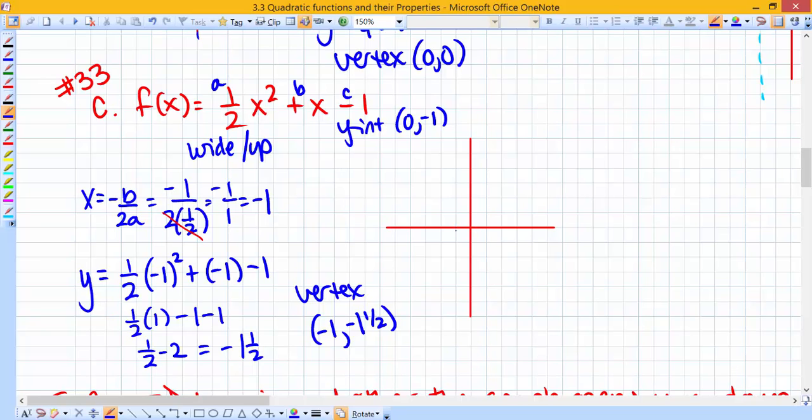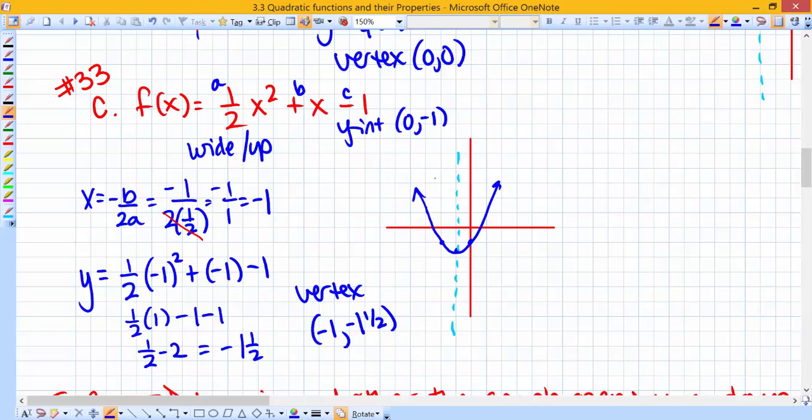Go left, -1, go down, 1.5. There's my vertex. I'm going to go ahead and plot my y-intercept, which is 0, -1. I know that I probably did not make a mistake because my graph should be opening up. And if I graph my axis of symmetry through my vertex, I can find the y-intercept, which is 1 away from the axis of symmetry, so 1 on the other side. I see that this is going to be a wide parabola, and I see that it is opening up. So I probably did this correctly, and I'm just going to draw in my rough sketch of my parabola.